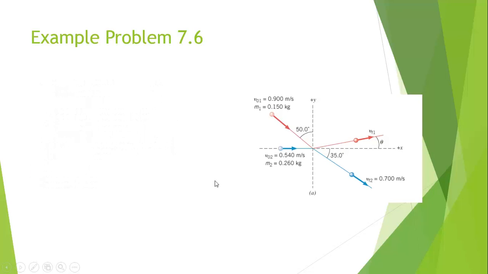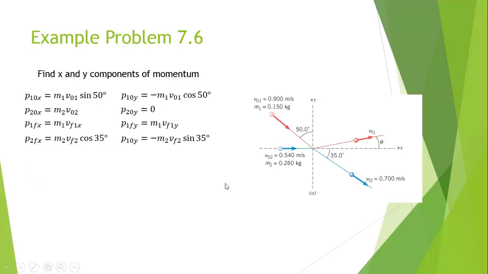So this is a two-dimensional problem. What I want to do first is find the x and y components of momentum. My main solution technique here will be to separate everything into the x direction and the y direction and treat them as two different problems. This is very similar to when we dealt with forces, and very similar to when we dealt with two-dimensional kinematics problems. Separate the variables, treat them independently.